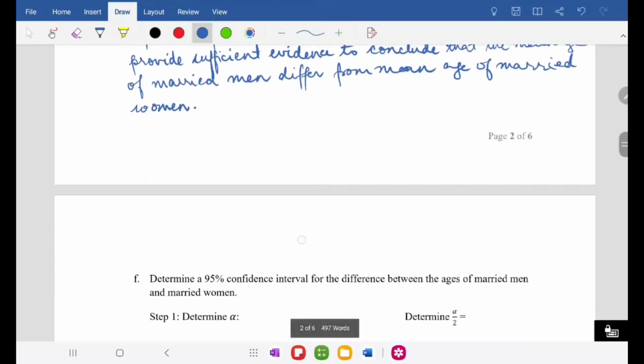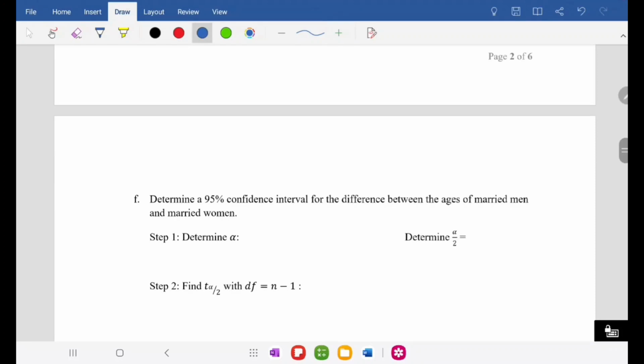There'll always be a second part to this, which is to find the confidence interval. So if they're asking us to find the 95% confidence interval, that confidence interval will contain the difference between the ages of married men and married women on a population-wide basis. All right, so the difference in the mean ages of married men and married women for all US adults, not for the sample, for all US adults.